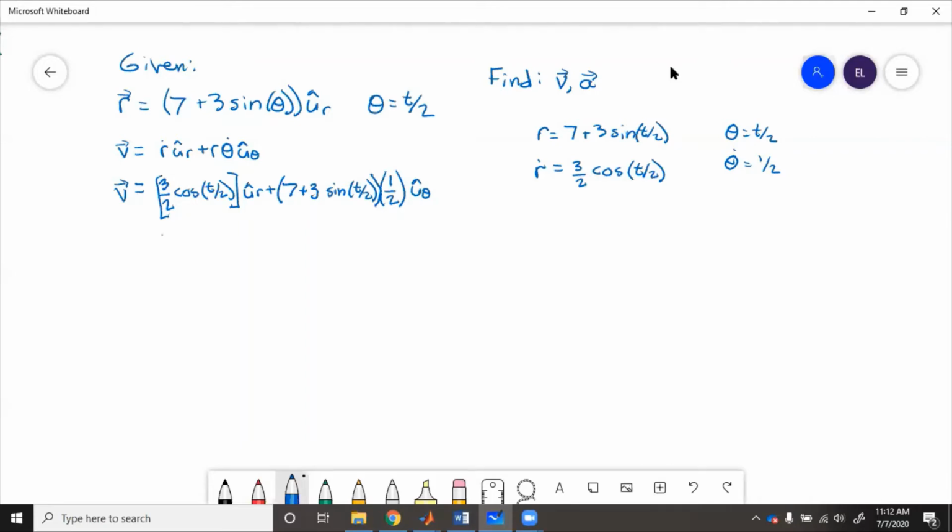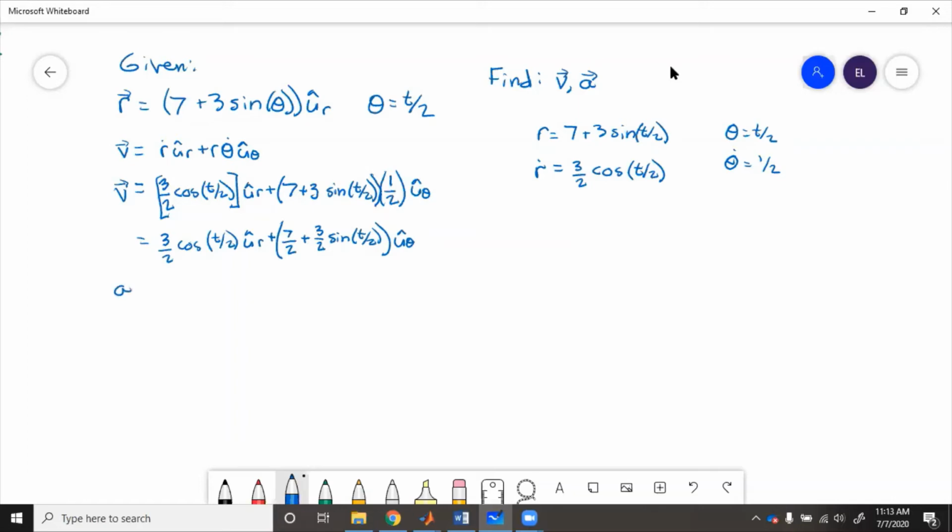You can also simplify this and write it as 3/2 cosine t over 2 u_r plus 7/2 plus 3/2 sine t over 2 u_theta. We just distributed this 1/2 to both of the terms inside. So if it asked for position or velocity, whatever, at a specific t, then you just plug that right in.